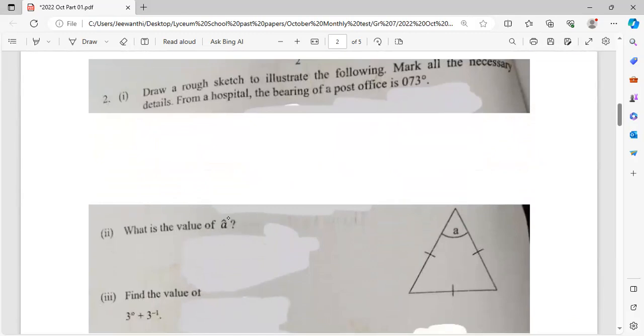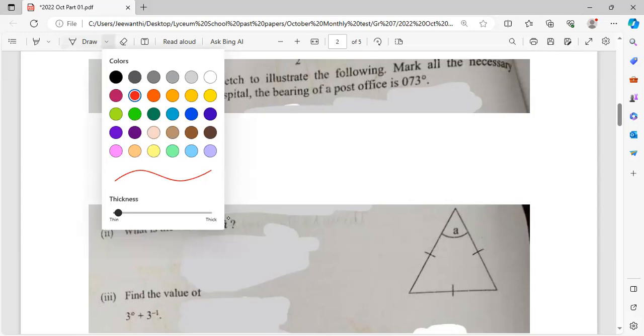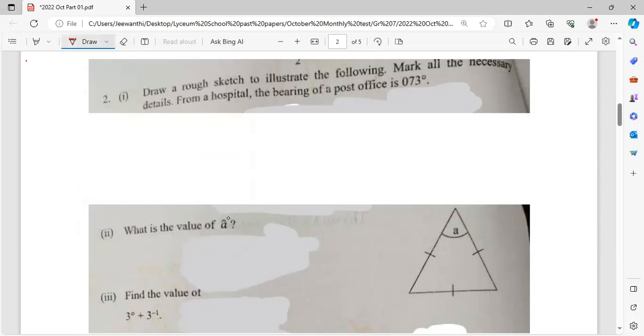So then the next one is from the 3-figure bearing lesson. When you have this kind of question, can you remember what I told you? First of all, highlight these words, from a hospital. Sometimes they will give you the letters, but here they have not given, so the hospital is H. Draw a rough sketch to illustrate the following: bearing of a post office.